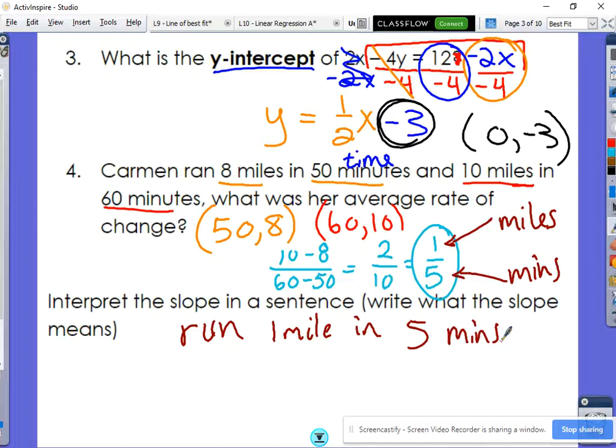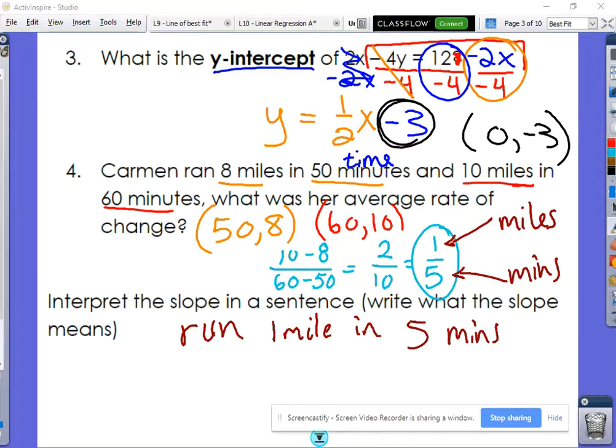So there you go. That is station 2. Good work. Keep it up. Station 3 now.